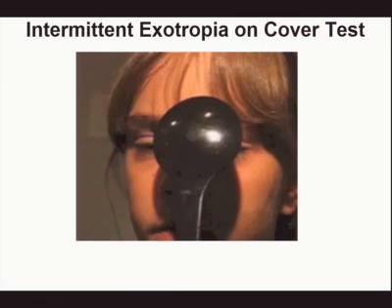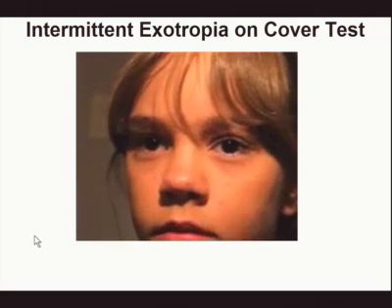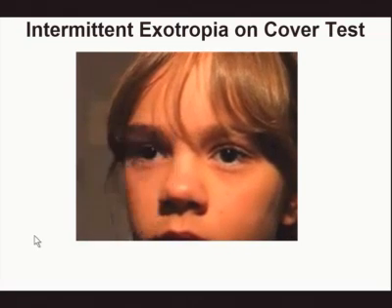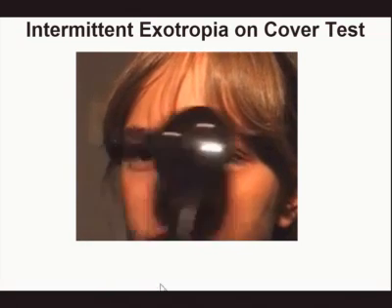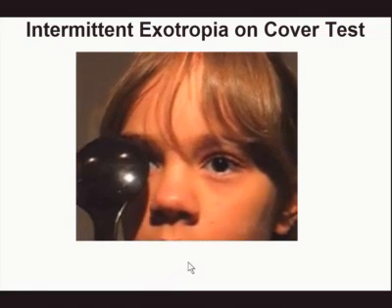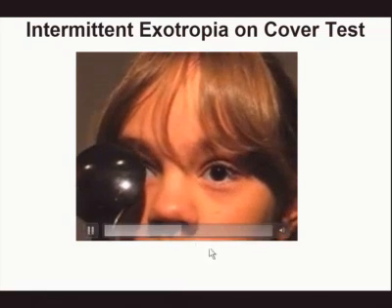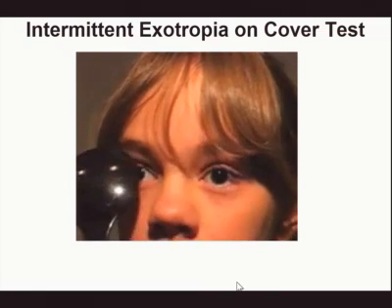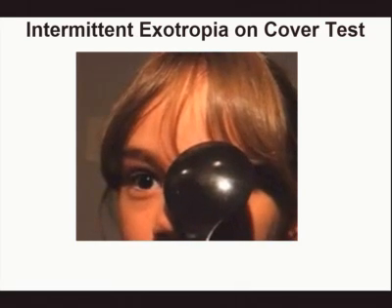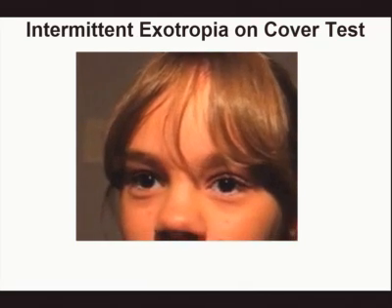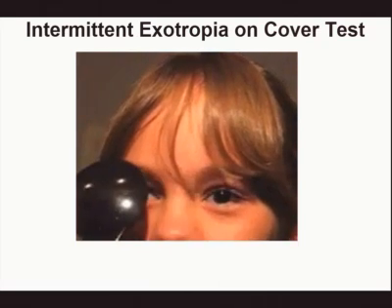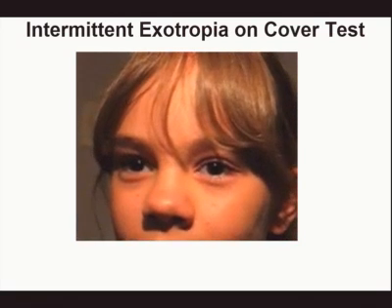This is a video of intermittent exotropia on cover test. So you see the movement starts to build up the longer you do the cover test. And it's between both eyes you see that movement. And then she corrects it on her own. And she corrects it on her own.